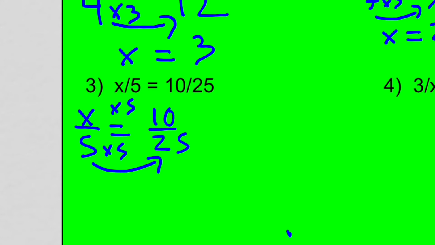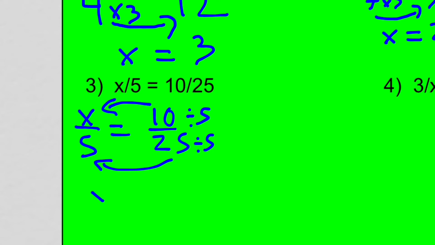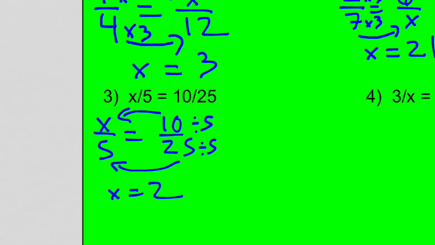The other way you could think of it is with division. You could do it by dividing. So I might recognize that 25 divided by 5 gets me going in that direction. 25 divided by 5 gives me the answer of 5. So I do the same thing to the top, and 10 divided by 5 gives me x equal to 2. Either way I slice it, I get x equal to 2.